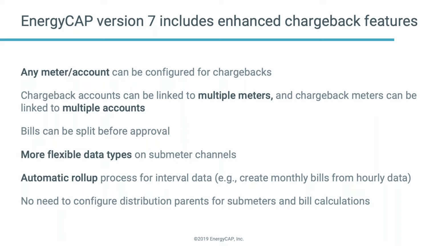If you're using our bill split feature, you can now split bills before they're approved. That's something that had been requested by a number of our users. We've also allowed for more flexible data types on sub-meter channels, lots of different types of data that you can bring into the system and generate bills from using our bill calculations. We've also integrated an automatic roll-up process for interval data. So now if you're tracking interval data on, let's say, an hourly basis, every month, you can generate a bill from the hourly data with nothing in between. The chargeback process will take care of the whole thing for you. And there's also no need to configure distribution parents for submeters and bill calculations.